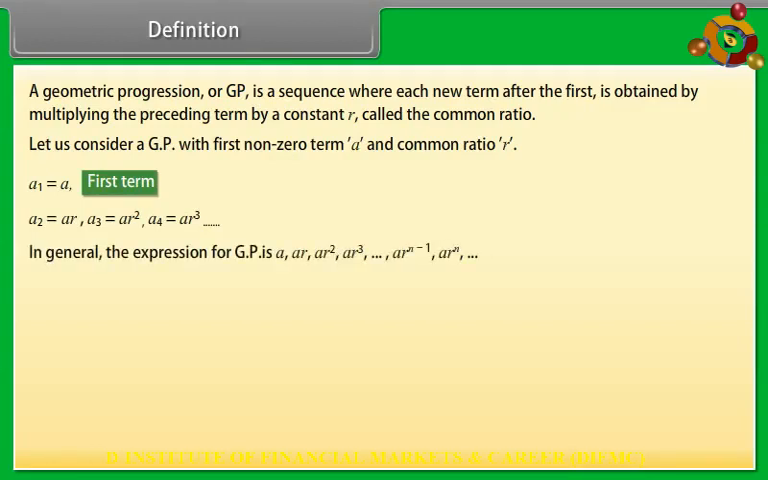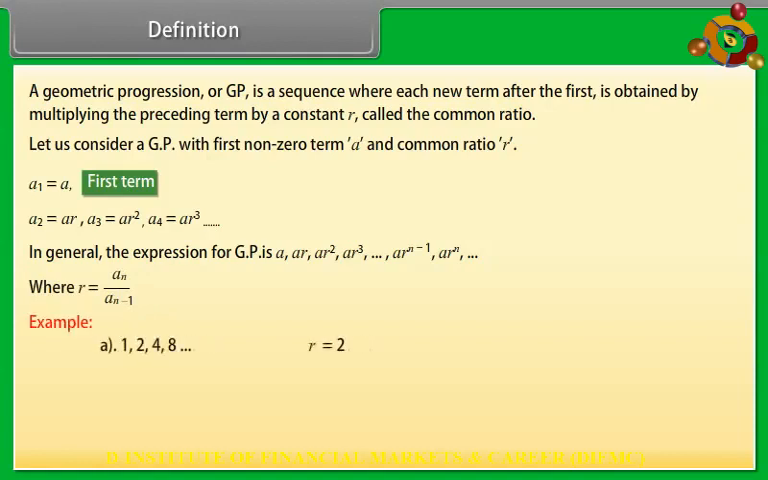In general, the expression for a GP is a, a into r, a into r square, a into r cube, up to a into r raised to power n minus 1, a into r raised to power n, and so on, where r is equal to an by an minus 1.